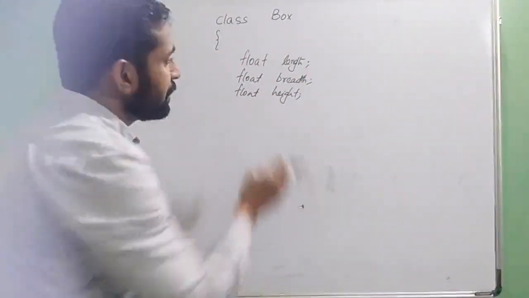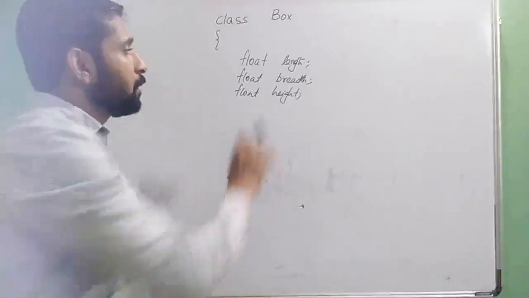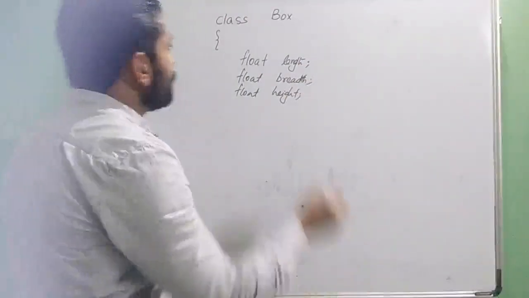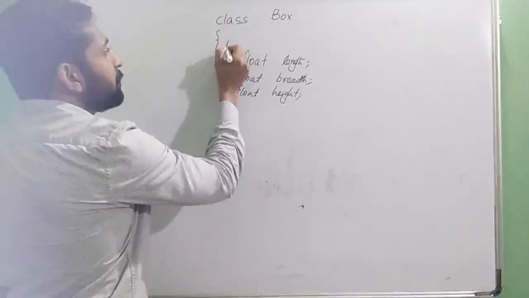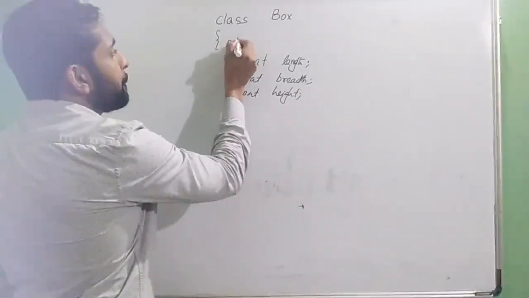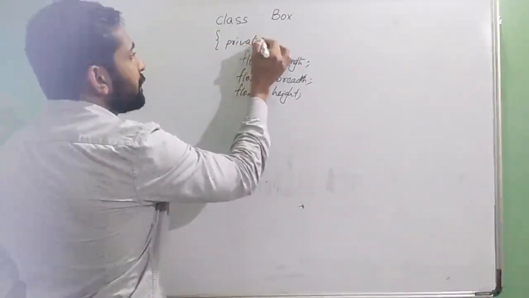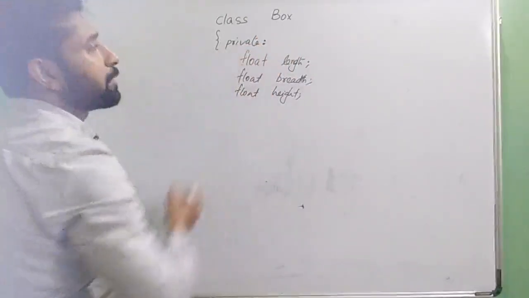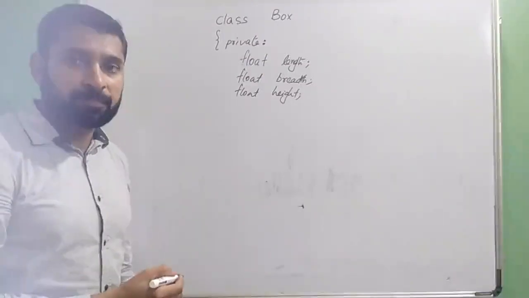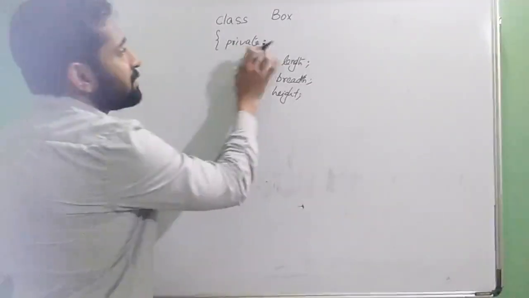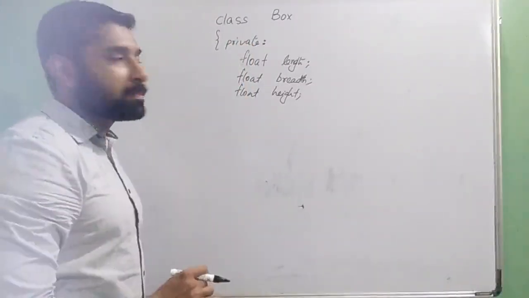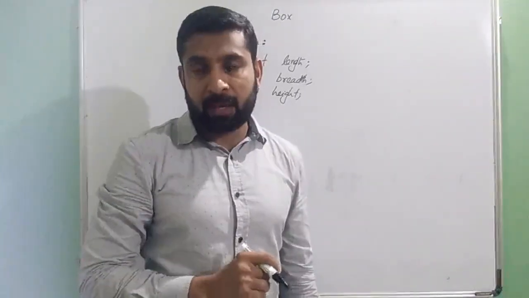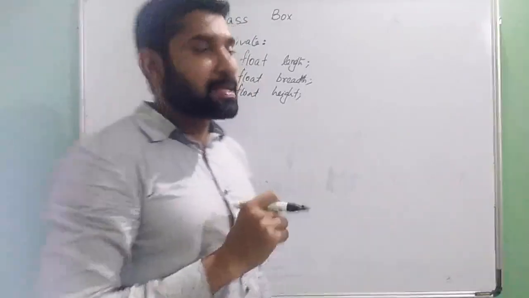Now, usually, while declaring these variables, we use a keyword private, and a colon, not a semicolon, a colon. This private is known as an access level.